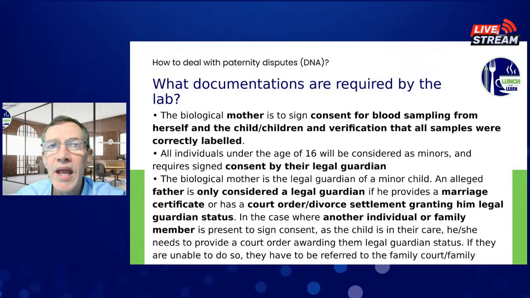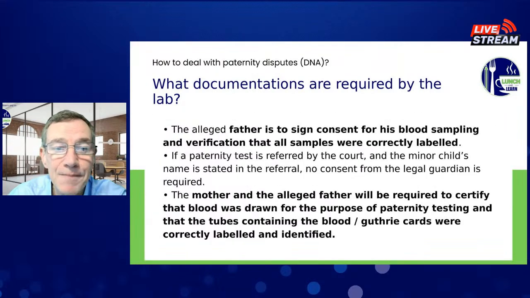In cases where another individual or a family member, like an aunt or an uncle or a grandmother, is present to sign the necessary consent, because the child might be in their custody and might be in their care, then they need to provide a court order awarding them legal guardian status of that specific child. If they cannot do that, then the matter will be referred to the family court or the family advocate for intervention, and the blood test would not be done.